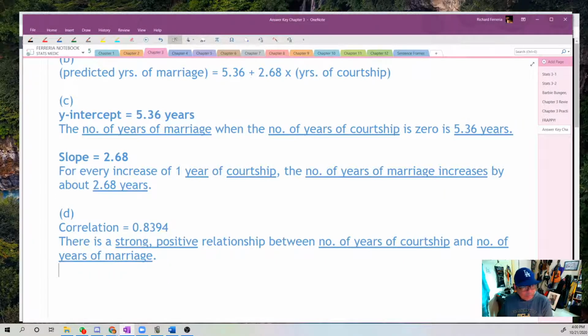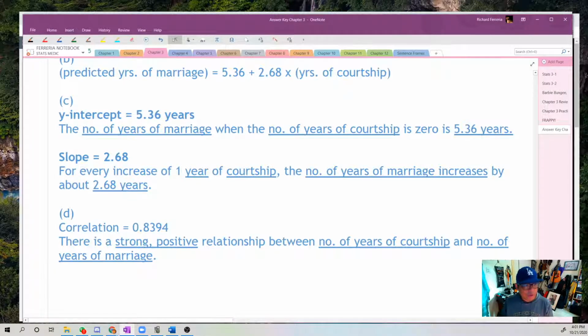There we go. One more time for readability. There is a strong positive relationship between the number of years of courtship and the number of years of marriage. Now remember, you probably don't want to say linear here, because correlation by itself never tells you whether a relationship is linear or not. For the linear, you have to look at the LSRL, or you have to look at the scatter plot, and you have to decide from the scatter plot.